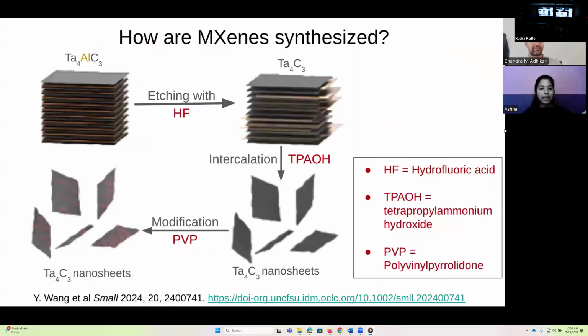How are MXenes synthesized? MXenes start as tantalum-4 aluminum carbon-3, and they are etched with hydrofluoric acid, which removes the aluminum. Then they are intercalated with tetrapropylammonium hydroxide, resulting in tantalum-4 carbon-3 nanosheets. Then they are modified with polyvinylpyrrolidone. Our source is listed at the bottom.